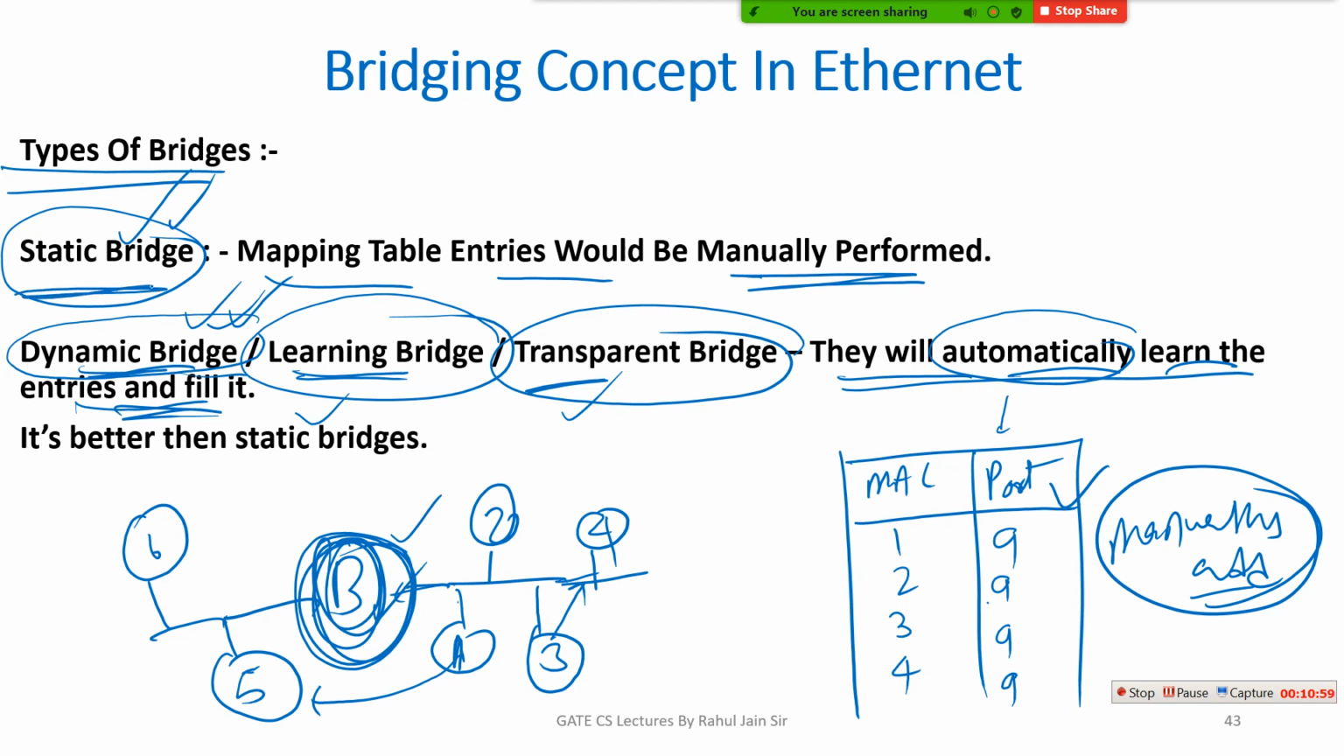So a static bridge you can use in small networks, but there is a need of a dynamic bridge if we are connecting so many lanes and there are so many devices in those lanes. Okay, so these are the types of bridge.